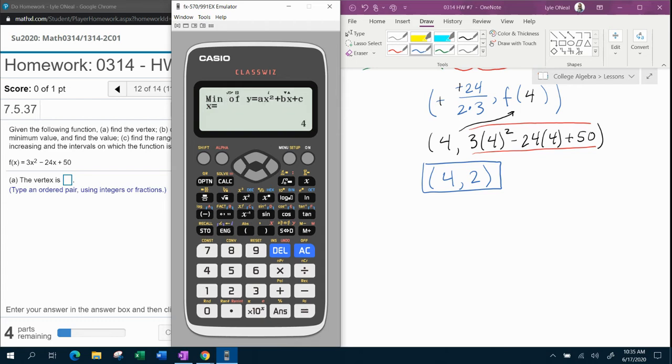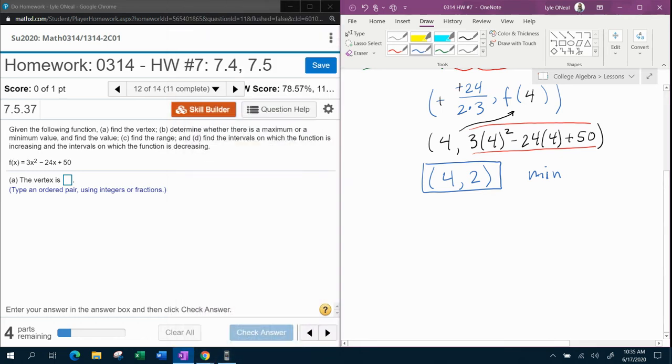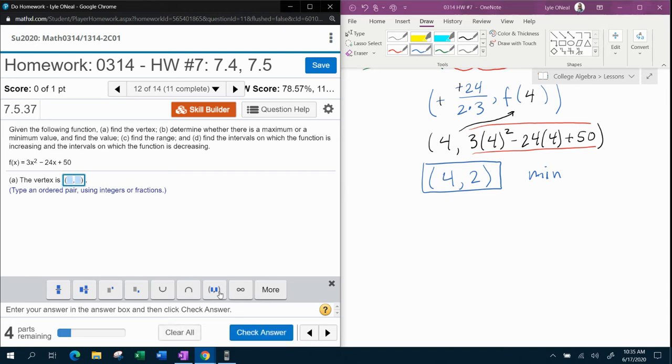And then if I hit equals one more time, it's going to tell me the x-coordinate of the vertex is 4, which I already have, and the y-coordinate of the vertex is 2. And so the Casio ClassWiz does verify the vertex, (4, 2), and it also tells me the vertex is a minimum, which I'm going to make a note of, okay? So let's input that into MyLab Math and see if we're right. As an ordered pair, (4, 2).